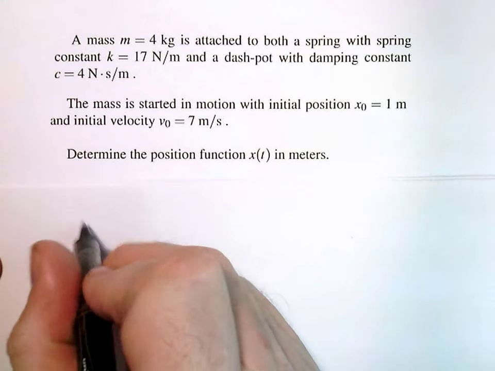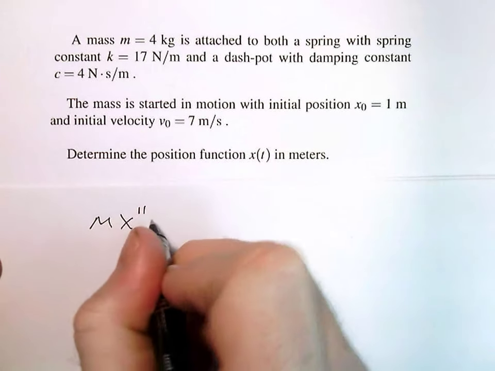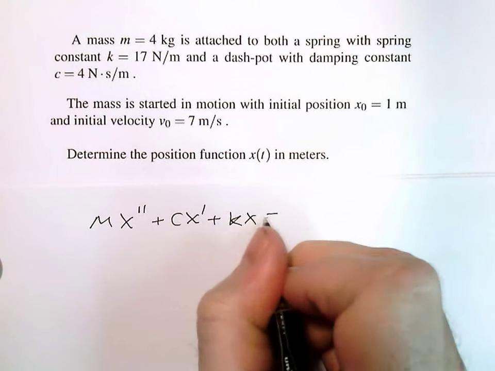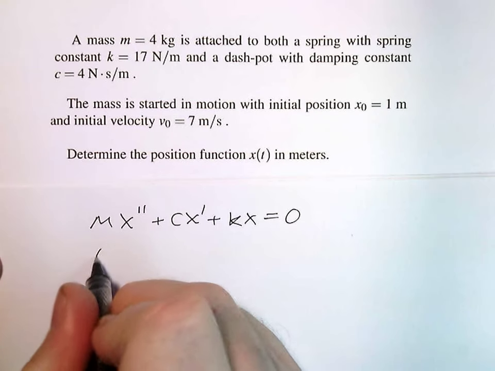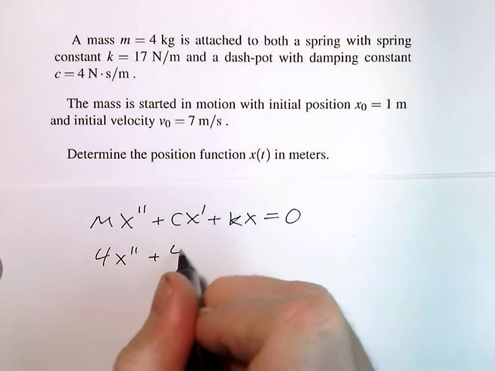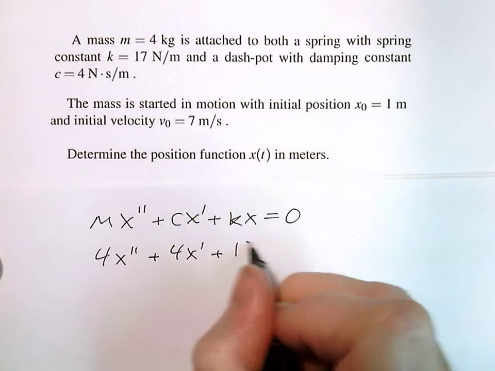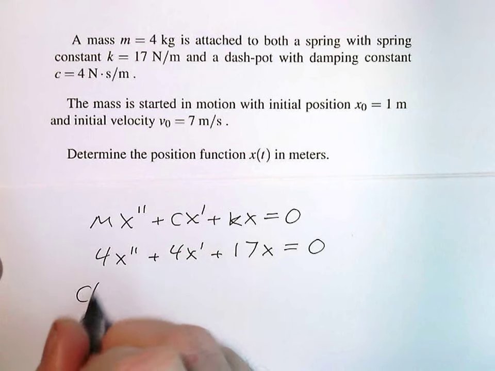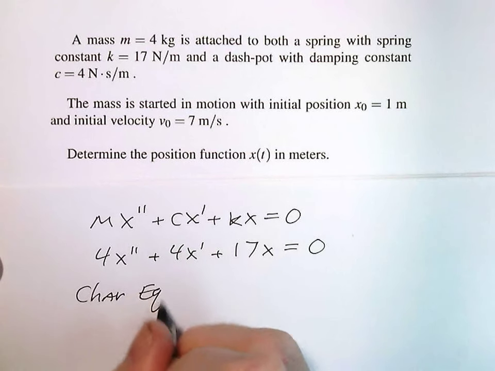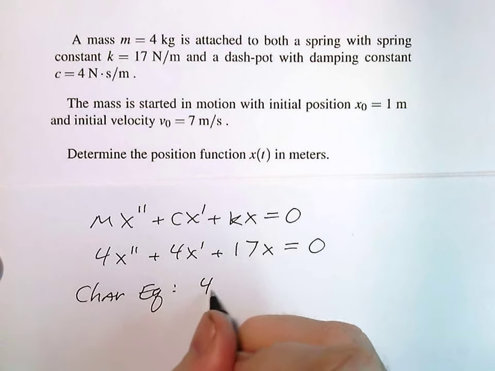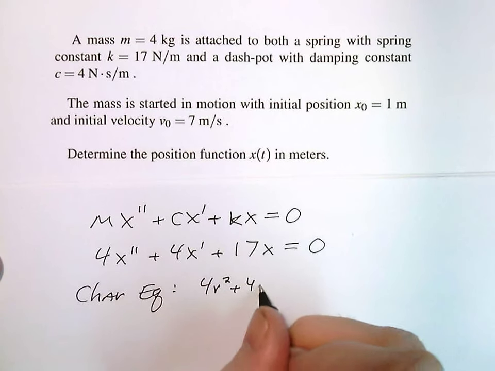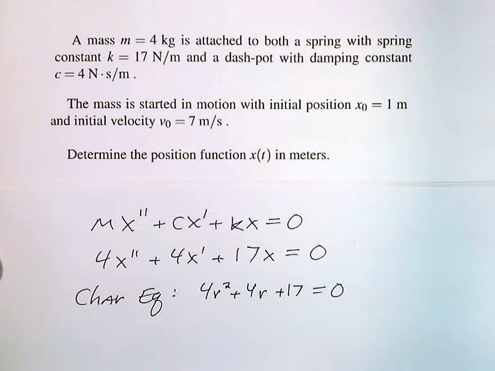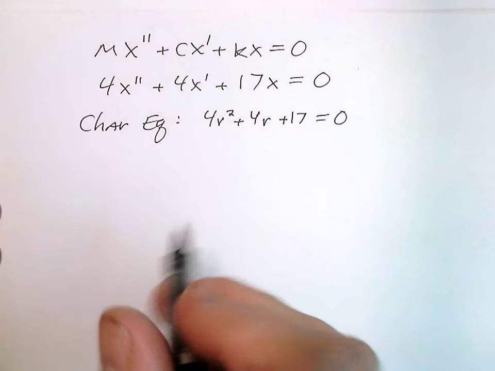From the spring equation, we know that mx'' + cx' + kx = 0. So we have 4x'' + 4x' + 17x = 0. My characteristic equation is going to be 4r² + 4r + 17 = 0, and then I can solve this using the quadratic formula.